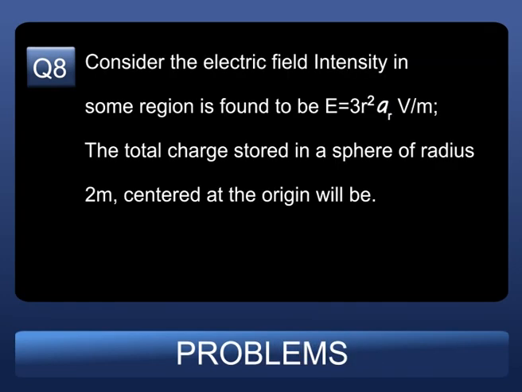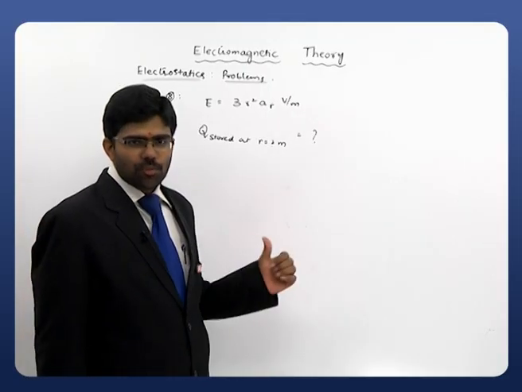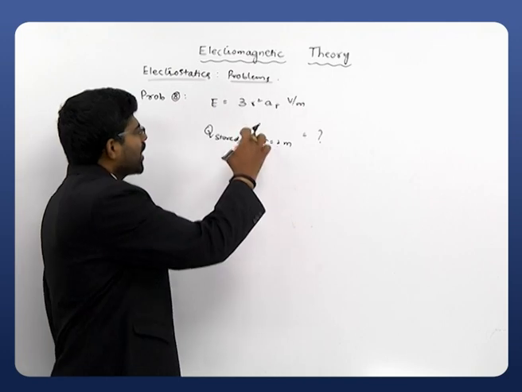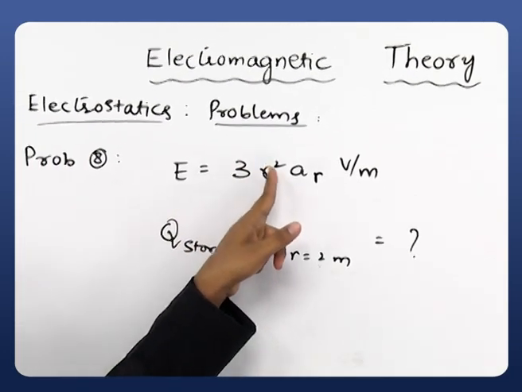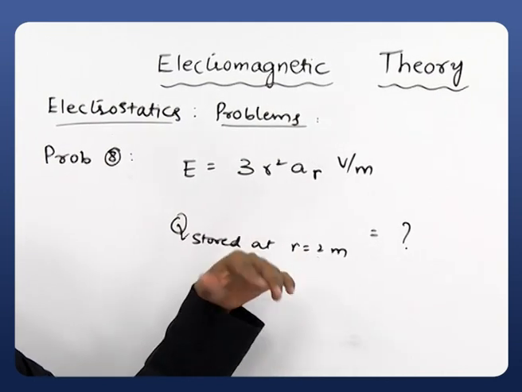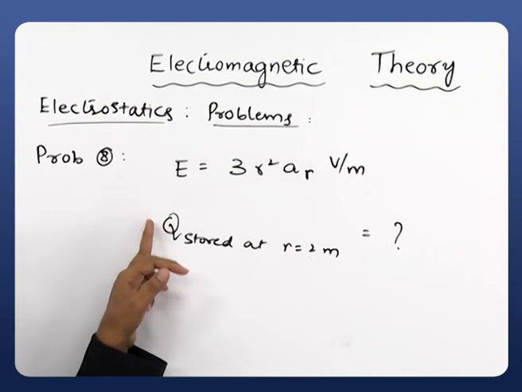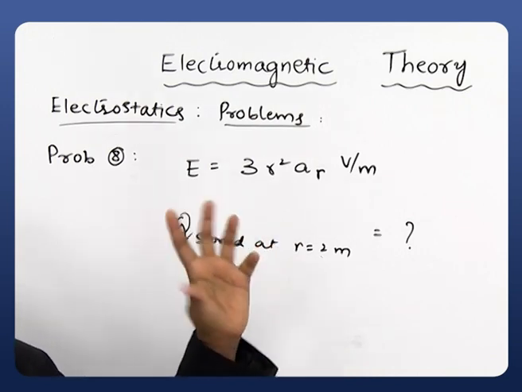Consider the electric field intensity in some region is found to be E is equal to 3 r square ar volt per meter. The total charge stored in a sphere of radius 2 meter centered at the origin will be. The solution to this problem: just observe what data is given to us. Here the electric field intensity is given to us as 3 r square ar volt per meter. We are supposed to calculate the total charge stored at r equal to 2 meter.